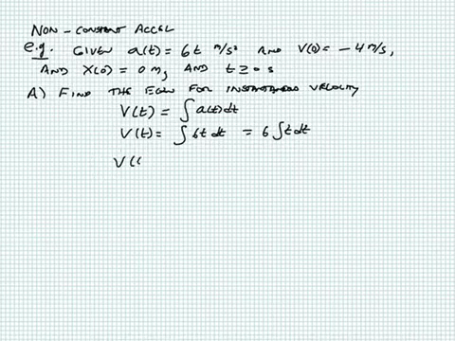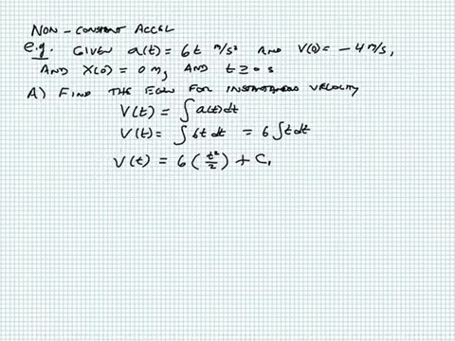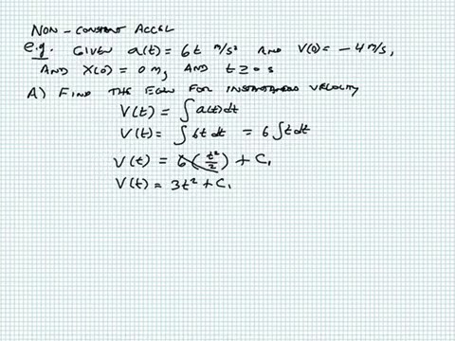So I get a general solution for my velocity as a function of time, which is going to be 6 times the antiderivative of t, which is t squared over 2, plus our first constant of integration, c1. And then here the 2 goes into the 6 3 times. So I get my velocity as a function of time is equal to 3t squared plus c1. Now I want to find the particular solution. So I want to use my initial condition, or my known point, which is velocity at 0 is equal to minus 4 meters per second.